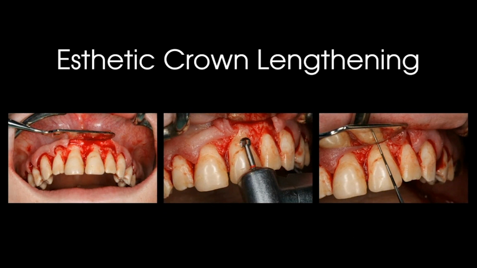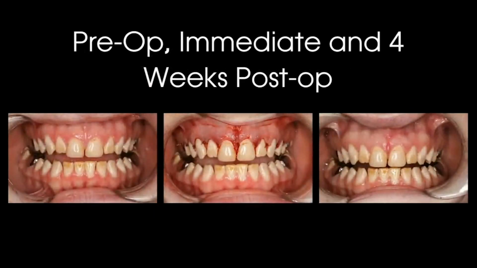It's aesthetic crown lengthening rather than functional. So usually from line angle to line angle on the facial is what you do. And I want to reestablish a final resting place for the gum tissue about 3 millimeters apical to the CEJ. And so there's the pre-op, immediate, and 4-week post-op of the crown lengthening.